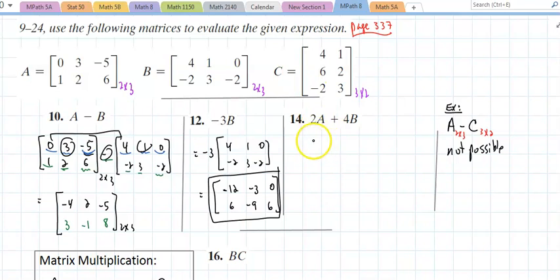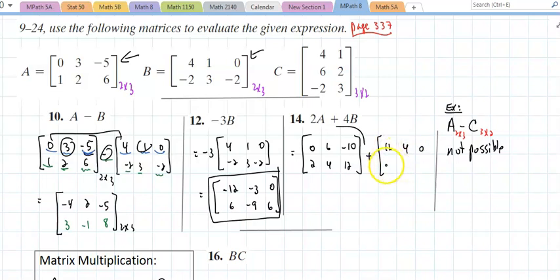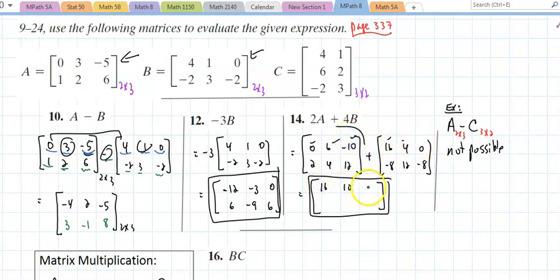And if I take 2A plus 4B, well, that would be, let's see, what's 2A? Multiply all the entries by 2, that's a 0, 6, negative 10, a 2, 4, and a 12, plus 4B. If I multiply all of these entries by 4, that's 16, a 4, and a 0, a negative 8, a 12, and a negative 8. And if I add those entries accordingly, I will end up with a 2 by 3. And the first row will be 0 plus 16, 6 plus 4, and negative 10 plus 0. And a 2 minus 8, a 4 plus 12, and a 12 minus 8. And there it is, 2 by 3.